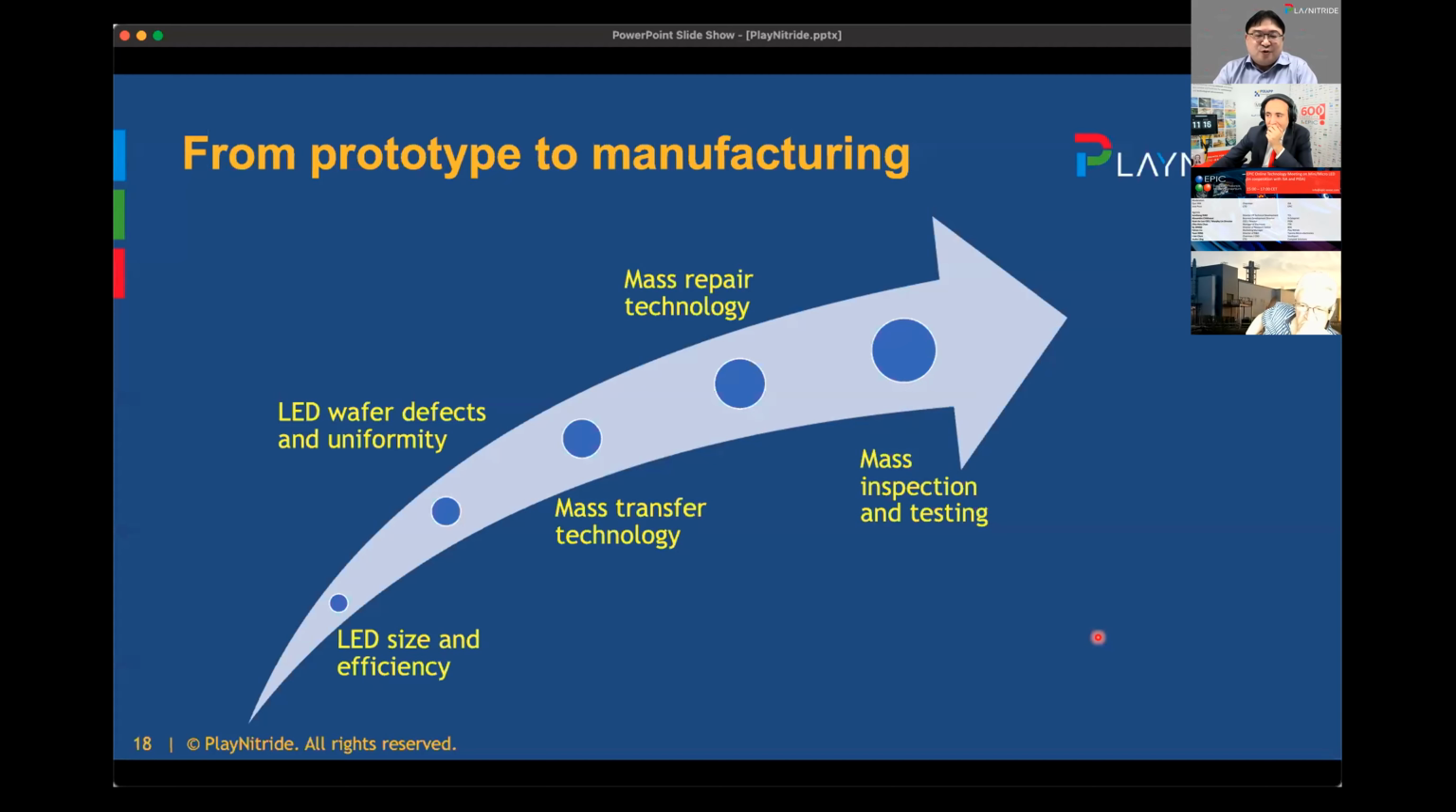From prototype to manufacturing, we do a lot of things: LED size and efficiency improvement, LED wafer defects and uniformity improvement, mass transfer, mass repair, mass inspection, lots of things. The key is the cost. How can we reduce the cost? That's the key for micro LED to become commercialized for everyone.